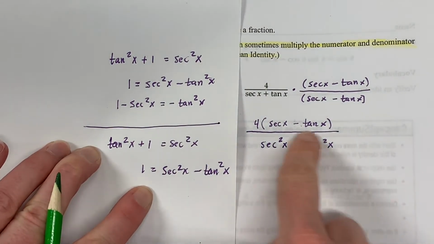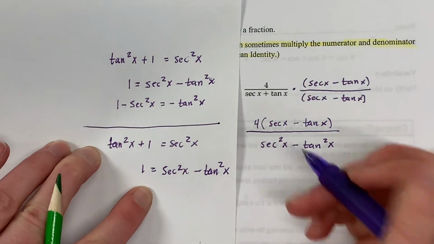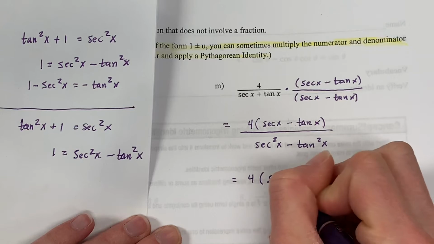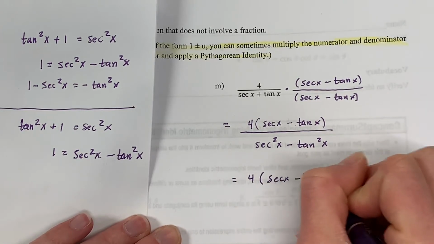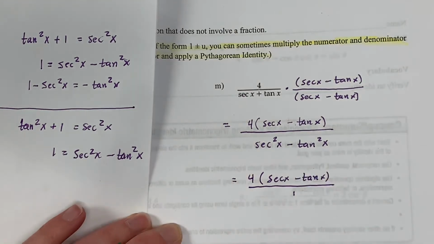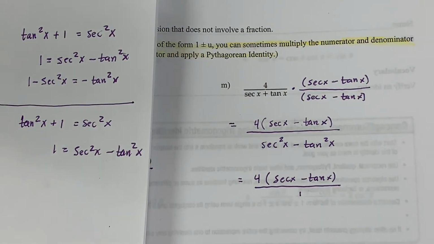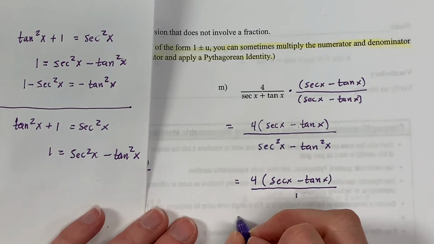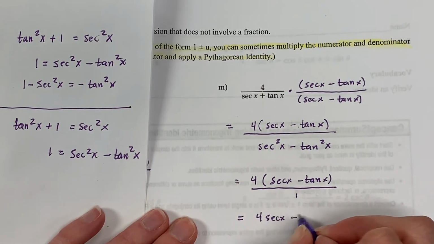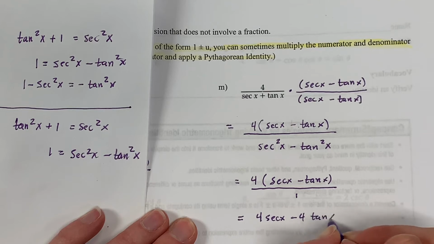So I can replace secant squared x minus tangent squared x with 1. So I have 4 times the quantity secant x minus tangent x, all divided by 1. Okay, so all I'll have left is the numerator, and I can distribute the 4, and this simplifies to 4 secant x minus 4 tangent x.